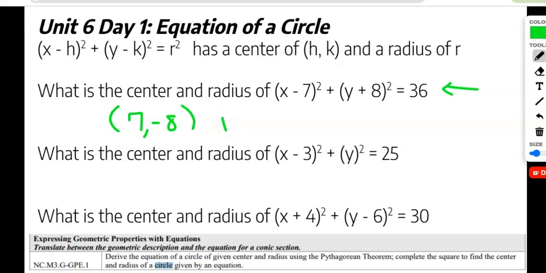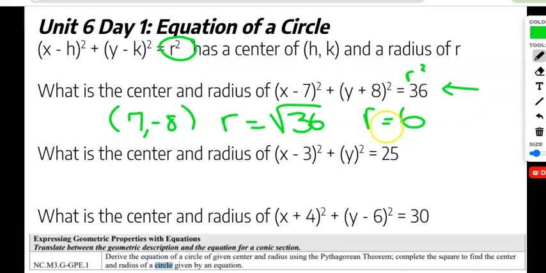But meanwhile, though, the radius is not 36. The radius is the square root of 36. So you're always going to take this. This spot is always r squared, as you see up here. So, of course, the radius is a nice perfect 6 on this one. And I could graph that real easy. I'd go to 7, negative 8, and put a dot for my center. And then I'd count like to the right 6, or left 6, or up 6, or down 6.